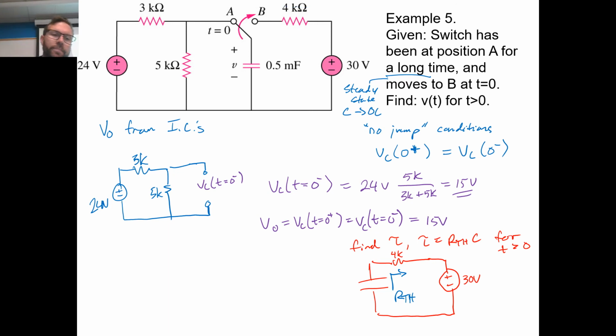So we have then that R Thevenin is equal to 4K, 4 kilo ohms. All right, so basically, I think we're done at this point. So tau is 4 kilo ohms times 0.5 millifarads. Kilo times a milli is 1. So tau is 4 times a half, which is 2 seconds.